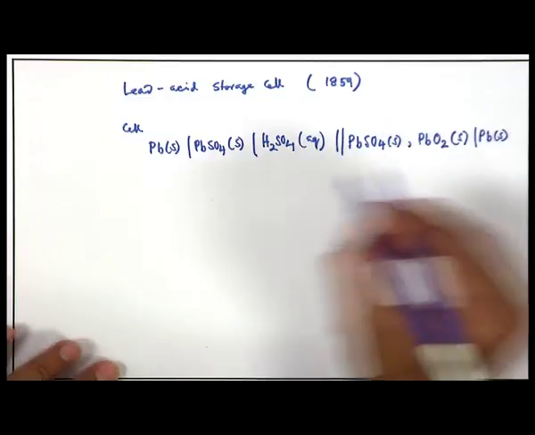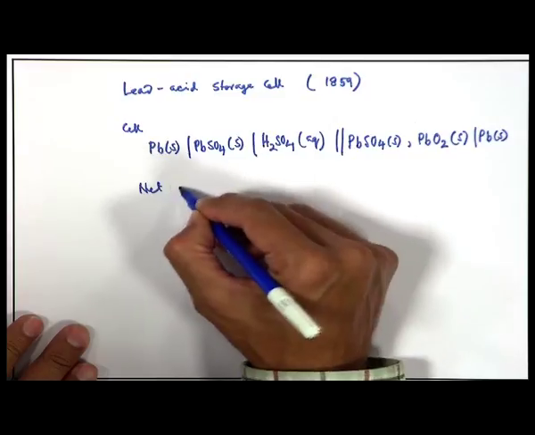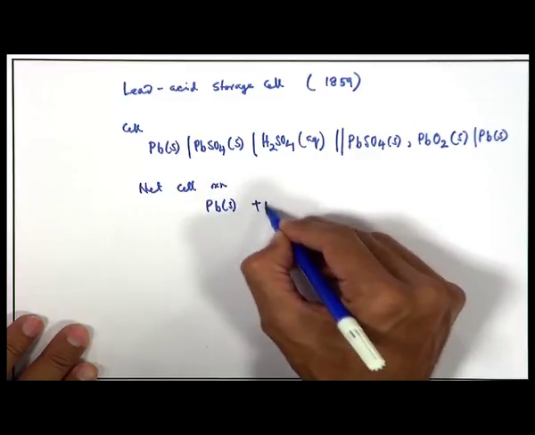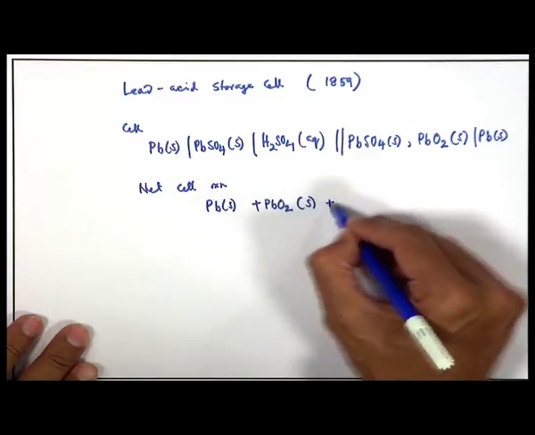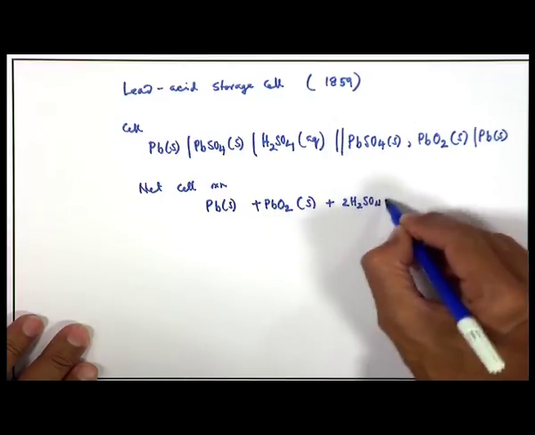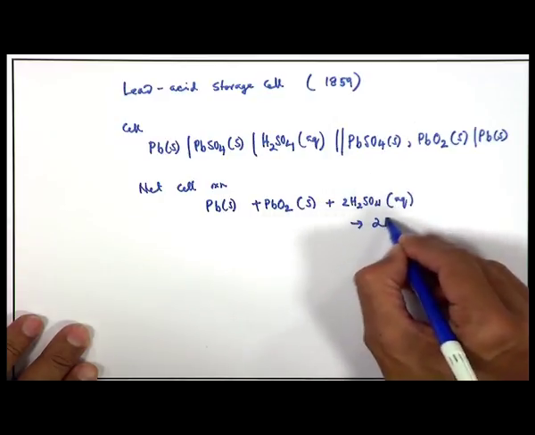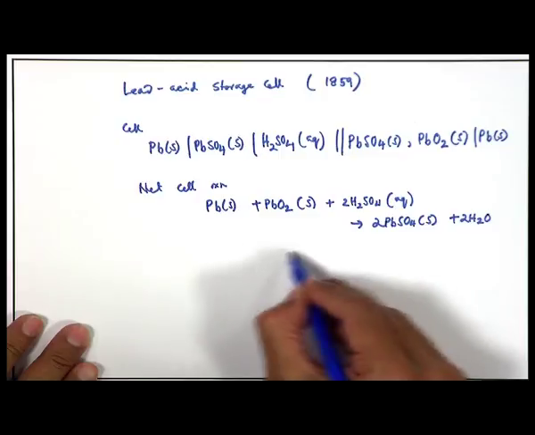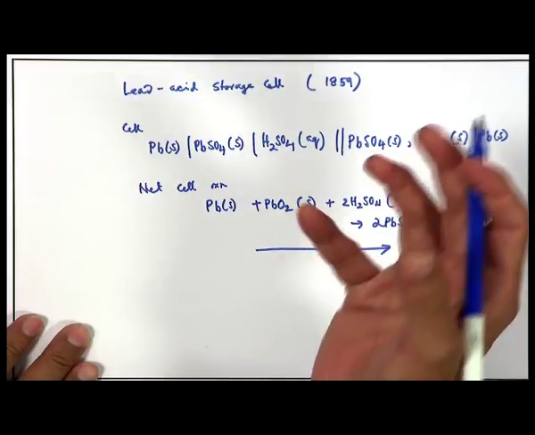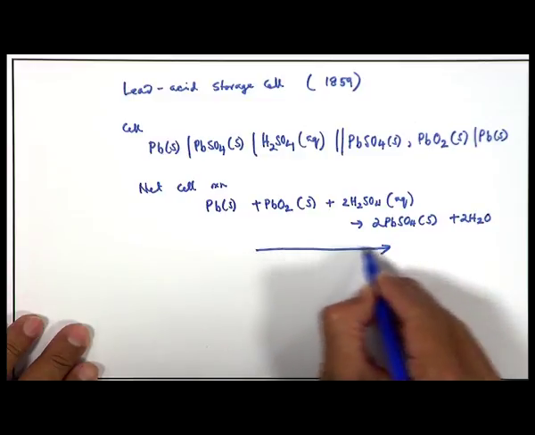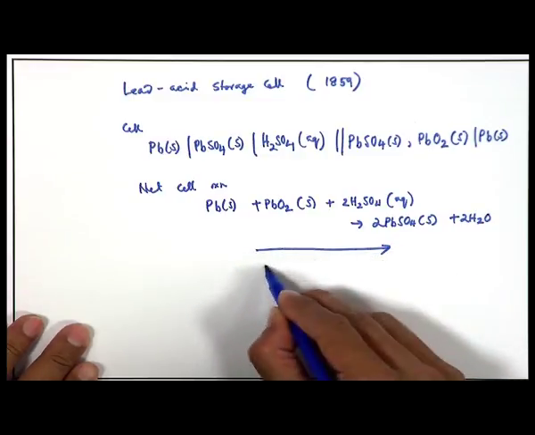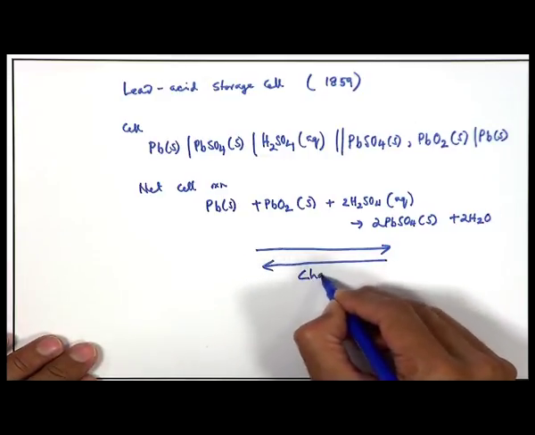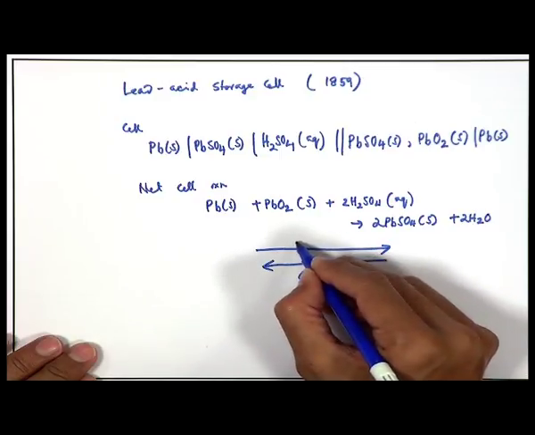So, the net cell reaction is Pb plus PbO2 plus 2H2SO4 aqueous, which gives 2 PbSO4 plus 2H2O. When discharge is taking place, that is, when you take electricity out of it, this is the normal direction of the reaction. When you charge it, the reaction is driven in the backward direction. So, one is charging and the other one is discharging.